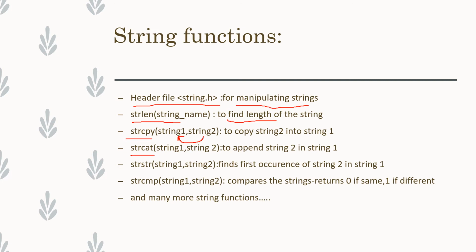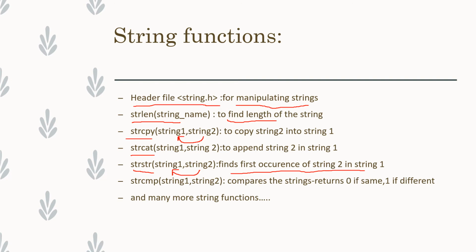The fourth one is strstr, that is, string in string. What it does is find the first occurrence of string 2 in string 1. Whatever my string 2 is, it will find whether it is there in string 1. Suppose I have string 1 as hello world and world as string 2. Obviously my string 2 is a part of string 1, so it can be found through this strstr function.